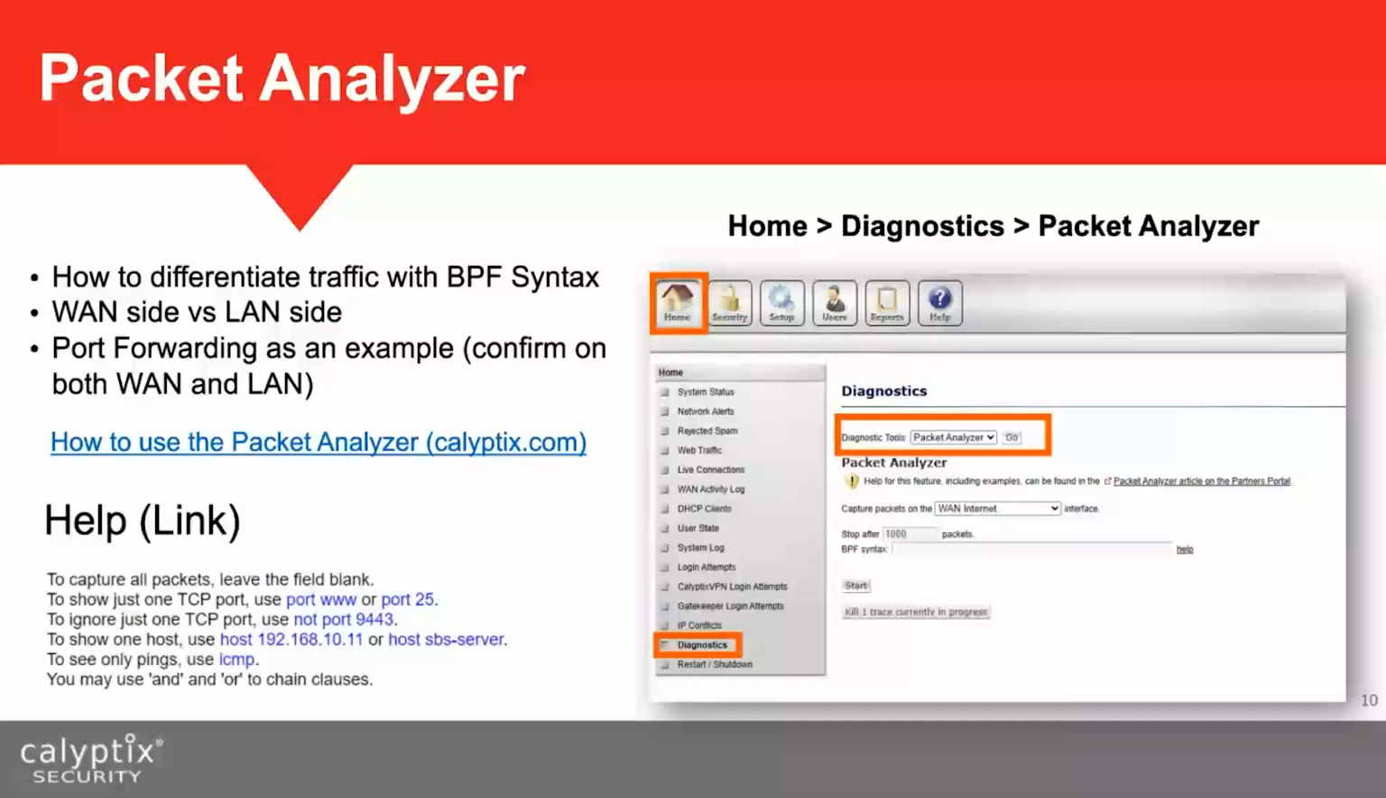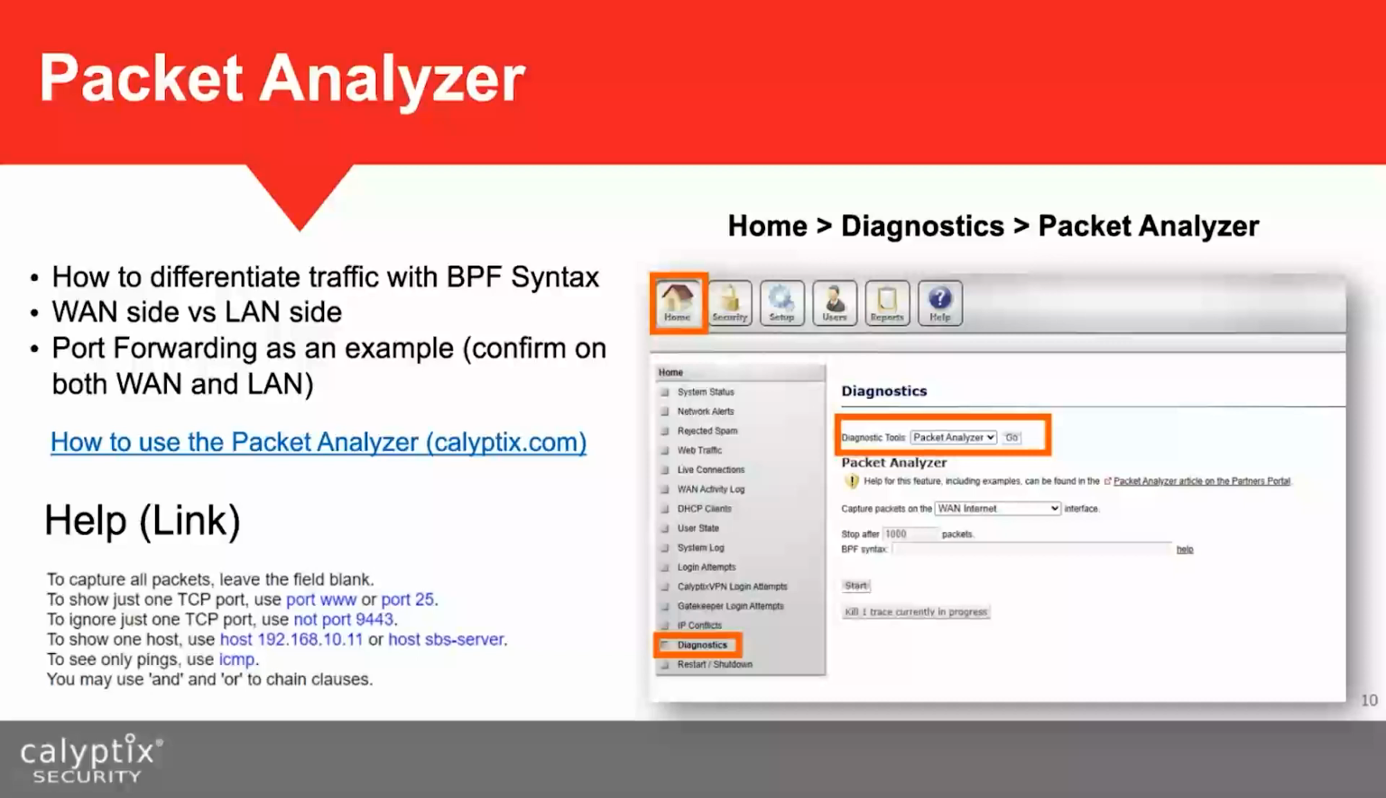To get to that, you will go to Home, then Diagnostics, and in the drop-down you will select Packet Analyzer. If you don't know the BPF syntax, we do have a helpful link that we can click on. It'll give you some examples. One of my favorite commands to use is the net command, which stands for network. If you type in the BPF syntax, all lowercase, net, put a space, and then put in the start of a network like 192.168 and hit start, it will show you anything and everything that deals with 192.168 networks.